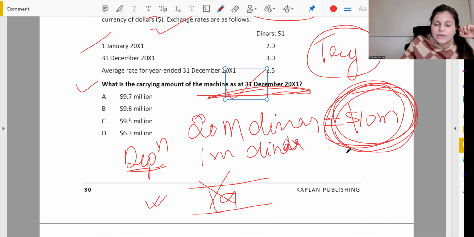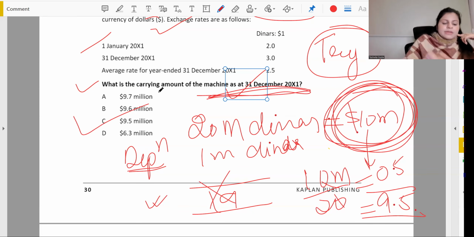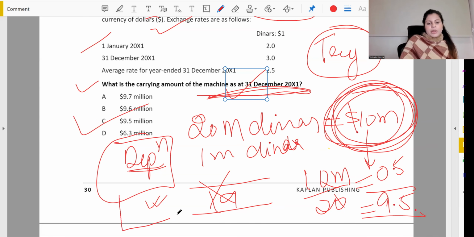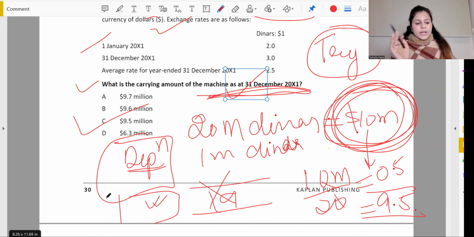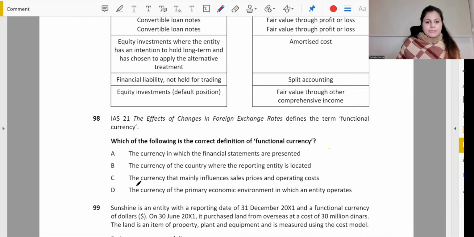So you will apply 20 years life on this. So 10 million divided by 20 years, my depreciation comes out to be 0.5. How much is this? 0.5 only, right? So what is 10 minus 0.5? It is 9.5. So that's why my answer is option C, 9.5. I don't do any conversion for depreciation at the closing part. I simply do it in dollars directly. So my answer is 9.5. Next.